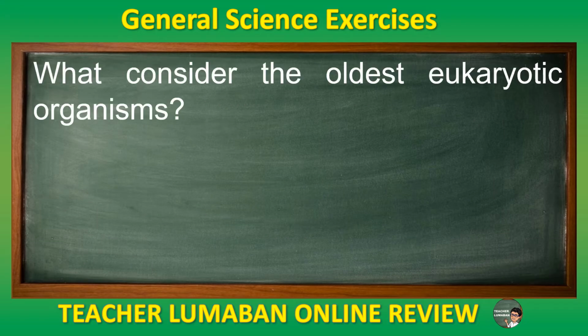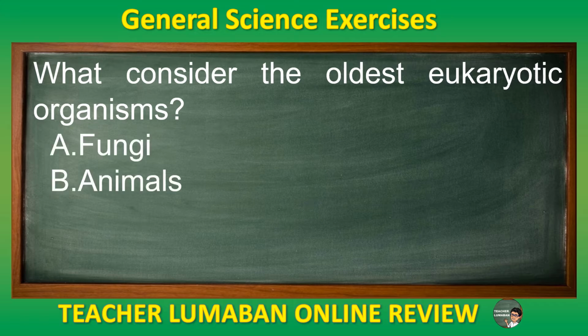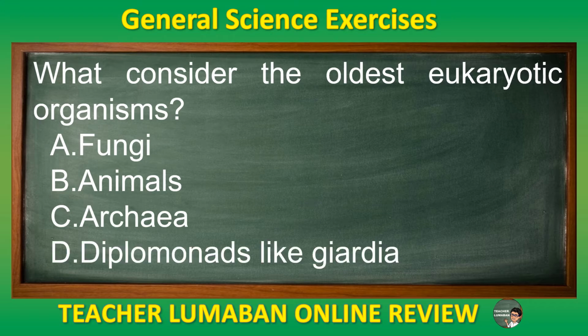What is considered the oldest eukaryotic organisms? Letter A, fungi. Letter B, animals. Letter C, archaea. Letter D, diplomonads like Giardia. Choose the suitable answer based on the given choices in 5 seconds.